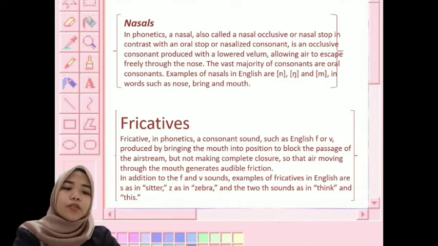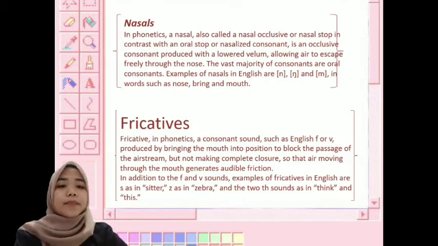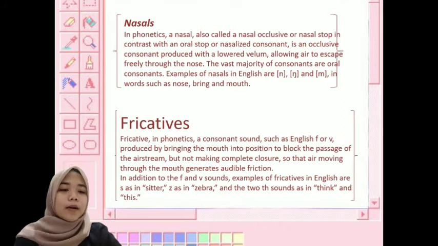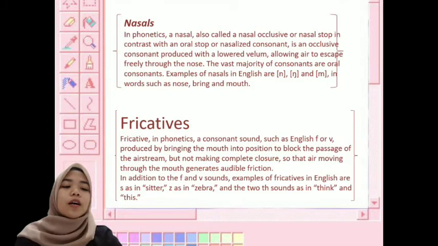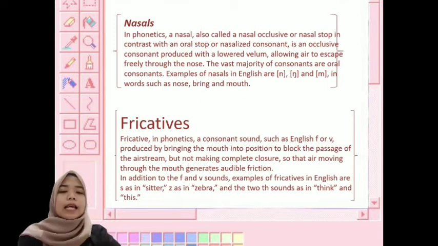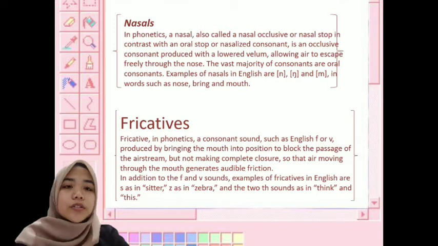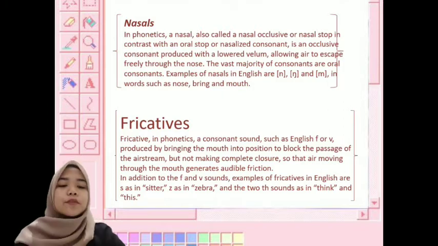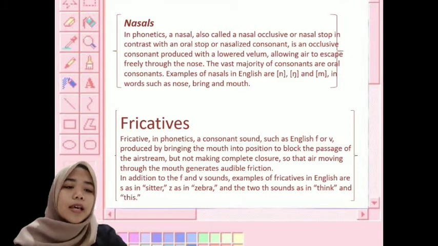The vast majority of consonants are oral consonants. The two major points that beginner students should understand about nasal sounds are, first, the air is completely blocked from leaving the mouth and is instead released out through the nose. Second, all three nasal sounds are voiced, meaning that the vocal cords vibrate during the creation of the sounds. Examples of nasals in English are M, N, and NG, in words such as "mouth," "nose," and "brain."